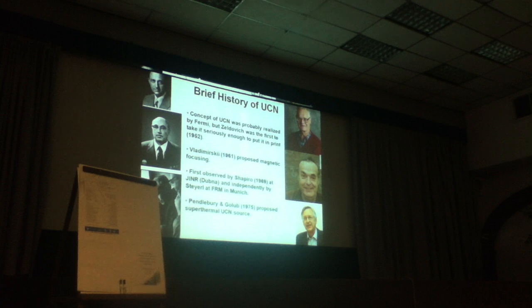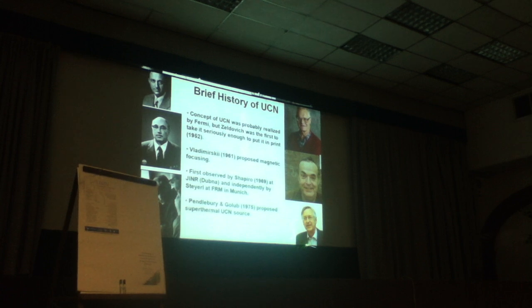The idea of ultracold neutrons was first realized by Fermi, but Zeldovich was the first one who put it in print. Vladimirsky also realized that you can use magnetic field gradients to trap those ultracold neutrons. And then Shapiro first observed the evidence of those ultracold neutrons. Also Steyerl, at that time, independently saw the evidence of ultracold neutrons in Germany. He also built a turbine source on top of the three-story high reactor at ILL. So it's still a working ultracold neutron source after 20 years.